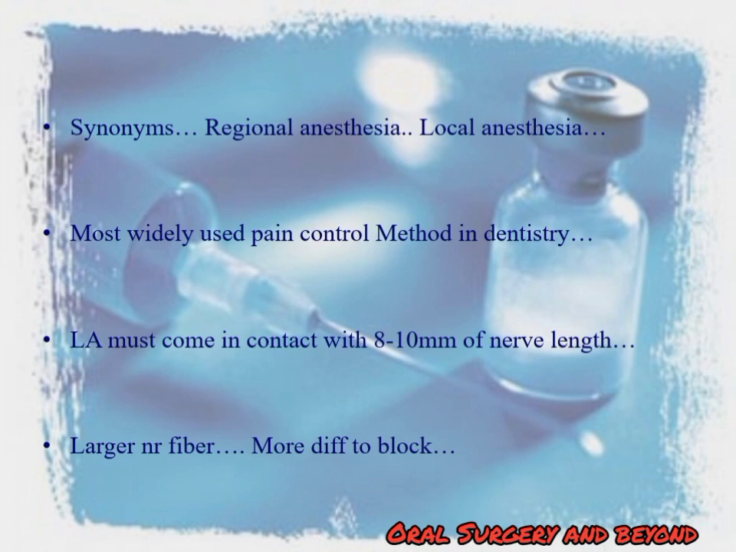Basically, local anesthesia is divided into two main parts. One is maxillary nerve blocks, the maxillary anesthesia technique, and second is the mandibular nerve block or the mandibular local anesthesia technique. Right. LA, as we know, must come in contact with 8 to 10 mm of the nerve length. Then only it will act as a nerve block. Otherwise, our nerve block will not work properly.